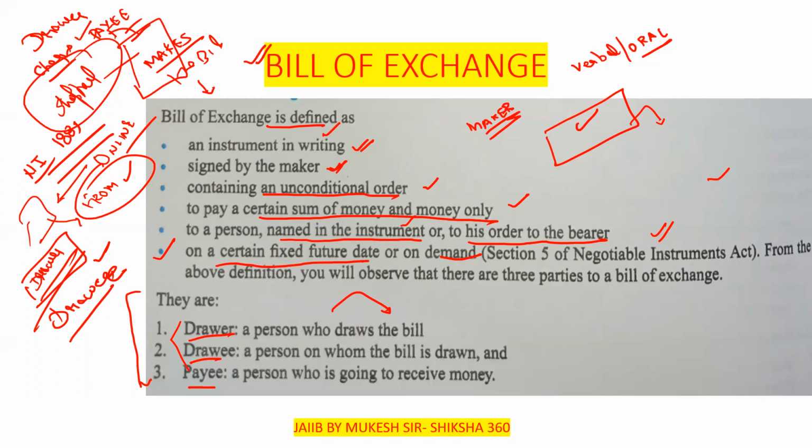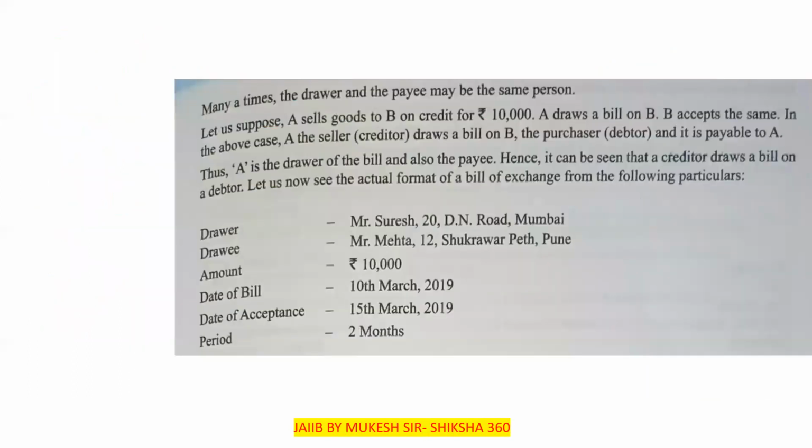Okay, now move to the next one, that is the promissory note. There is a little difference. First of all, we will discuss one example on the basis of a bill of exchange. Many times, as I have already discussed, the drawer and the payee may be the same person.